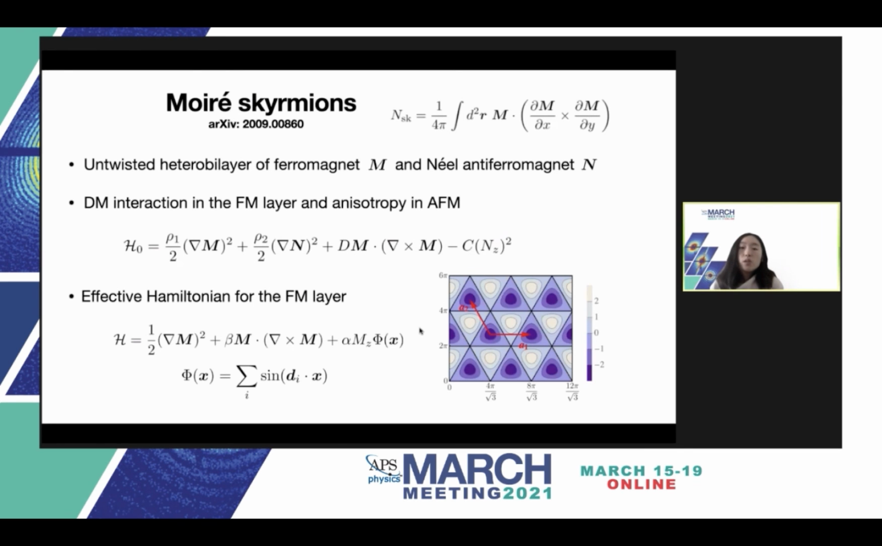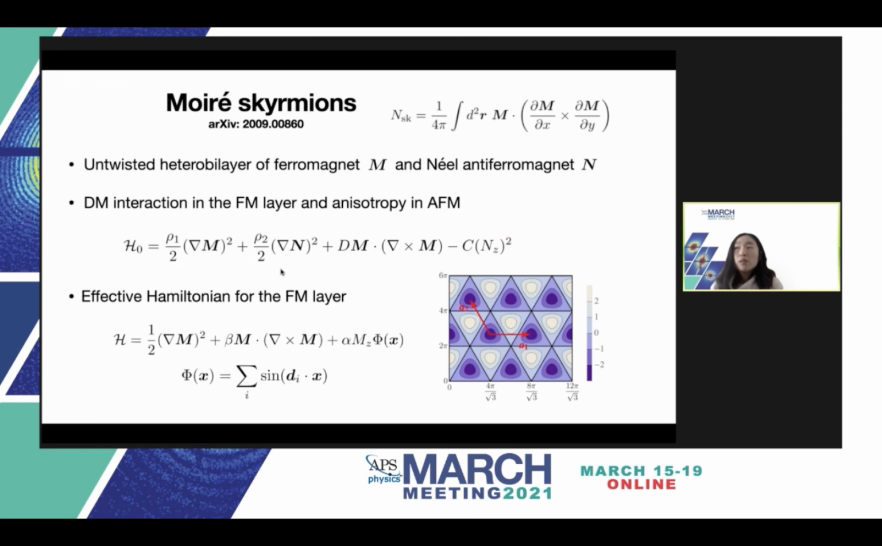And next, let me switch to another subtopic where we take untwisted heterobilayers of ferromagnets together with antiferromagnet to generate skyrmions of Moire scale. So these skyrmions are non-trivial magnetic textures protected by topology defined using this expression. This is the decoupled layer Hamiltonian we will consider with DM interaction in the ferromagnetic layer and anisotropy in the antiferromagnetic layer. We assume that the spin stiffness for the antiferromagnetic layer is very large, such that the layer is mainly static, and the Néel vectors will point along the z direction due to anisotropy.